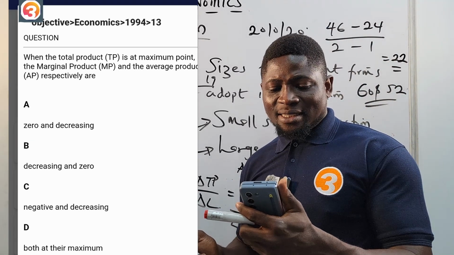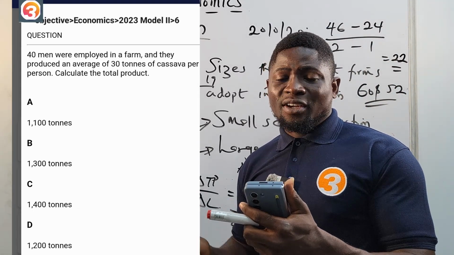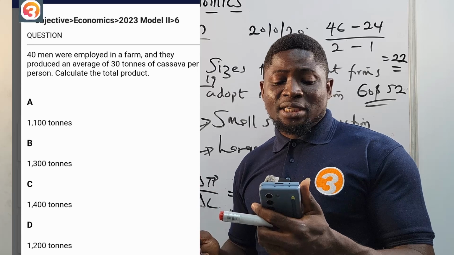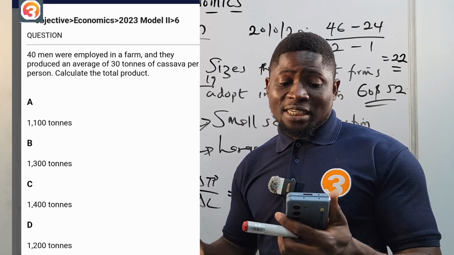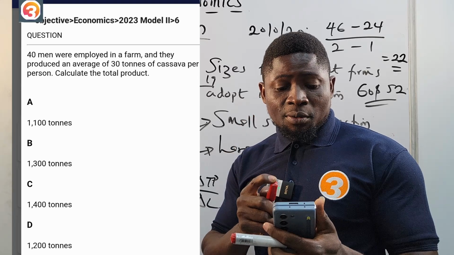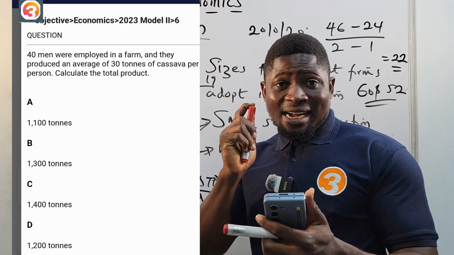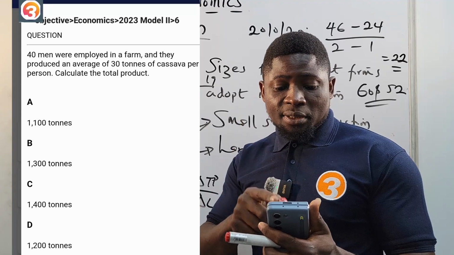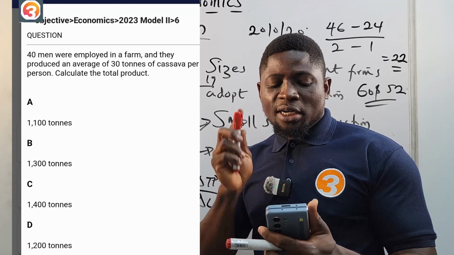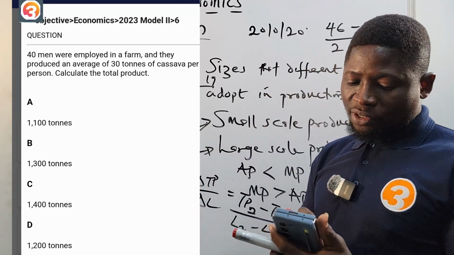2023, number 6. This is also a calculation question. 40 men were employed in a farm. They produce an average of 30 tons of cassava per person. Calculate the total product. You are given the number of labor, and you are given the average product, 30 tons. They say calculate the total product. That should be very, very easy for you also.